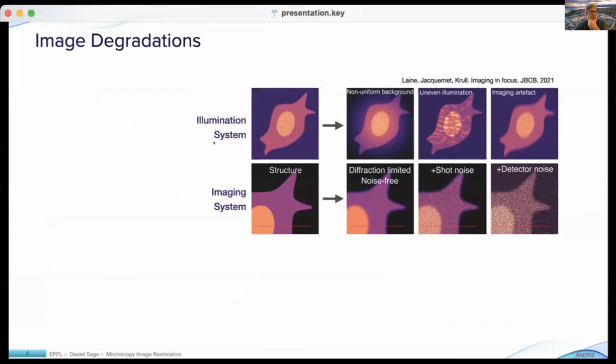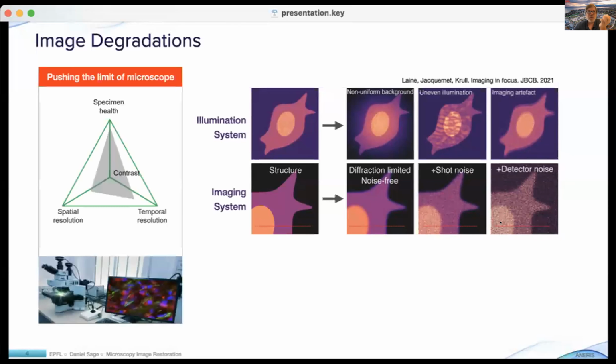We have the degradation coming from the illumination systems, typically non-uniform background, uneven illumination, and other artifacts with scattering and so on. We also have the degradation that comes from the imaging system itself, typically the diffraction limit due to the light, and the kinds of noise that we can have in microscopy. In microscopy, we are really pushing the instrument to the limit. And we always have to deal with this pyramid of frustration. We have to find a good trade-off between spatial resolution, temporal resolution, contrast, and also protecting the specimen from the phototoxicity of the light.